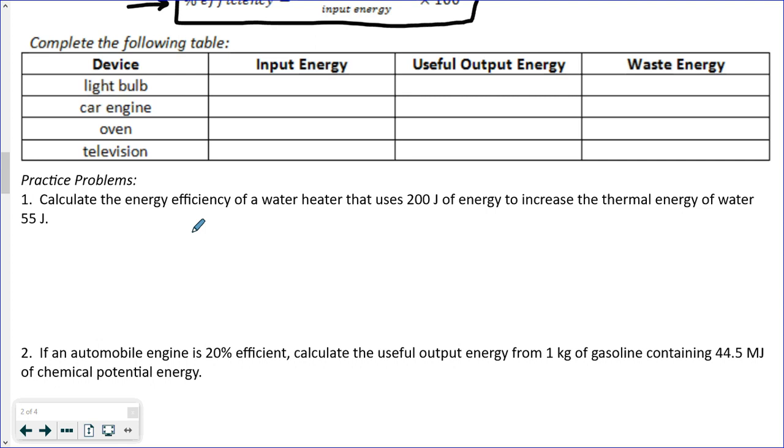Okay, so a light bulb. The input energy of a light bulb is electrical. So that is a form of kinetic energy as electrons are flowing through the circuit. Your useful output energy is light. And waste energy is thermal or heat.